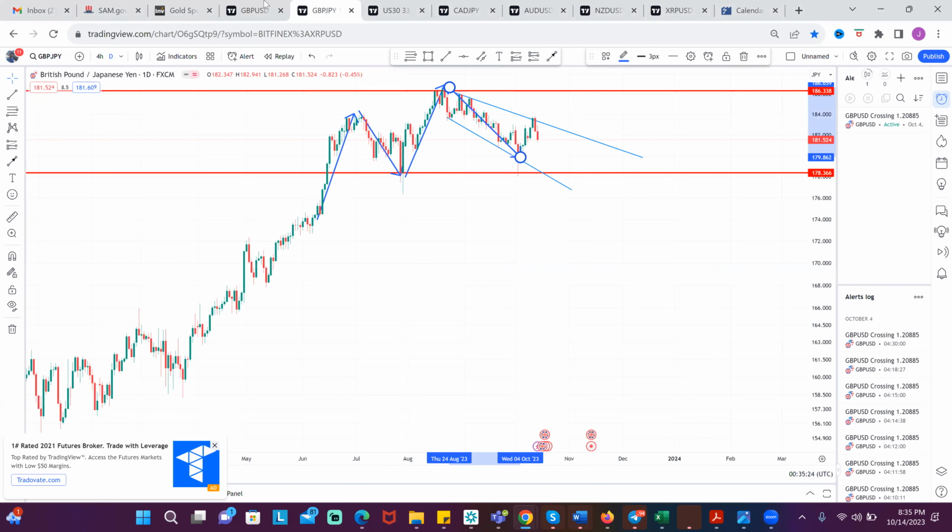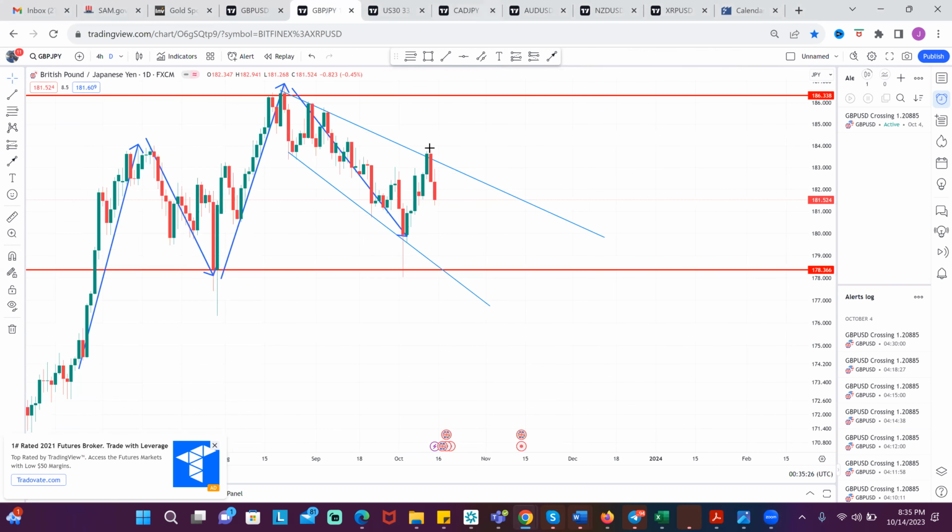Now let's look at GBP JPY. So this is on a daily chart, higher time frame.